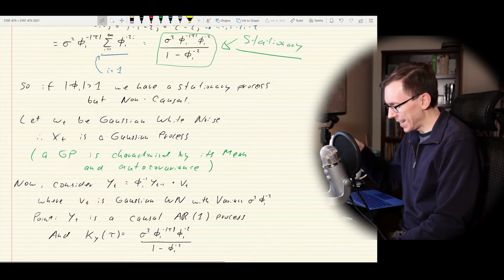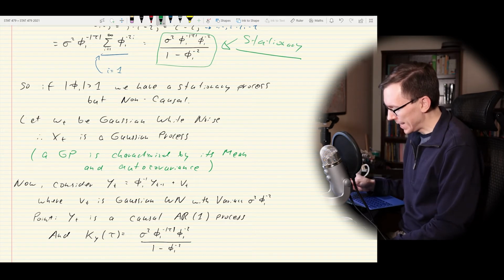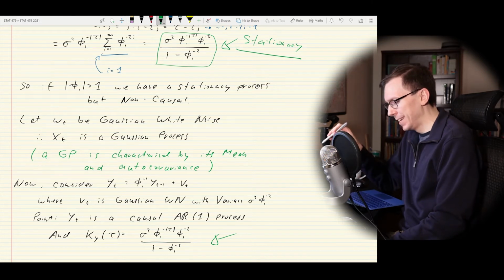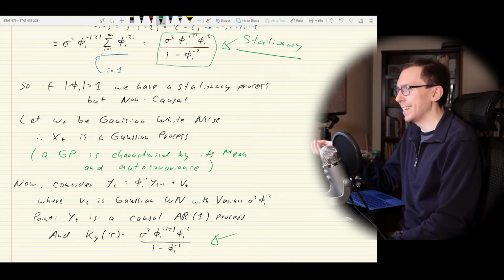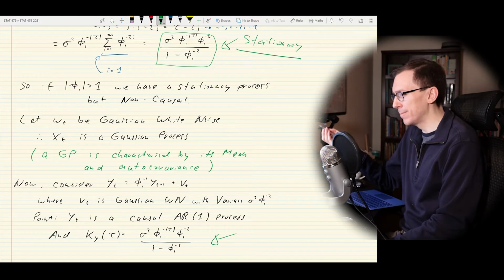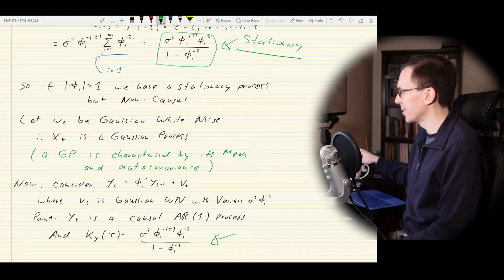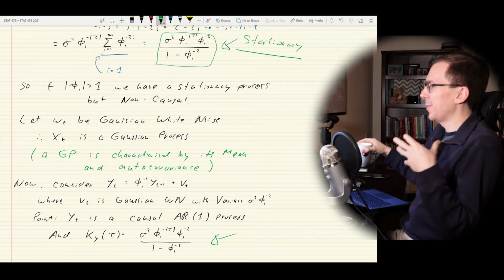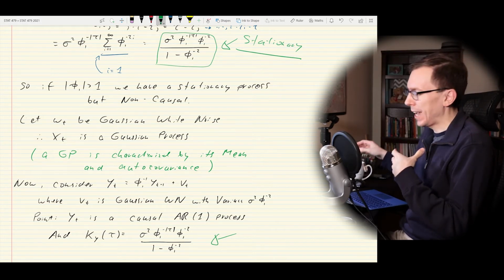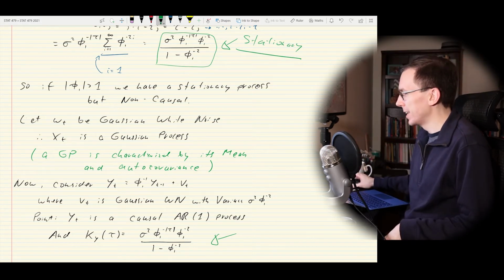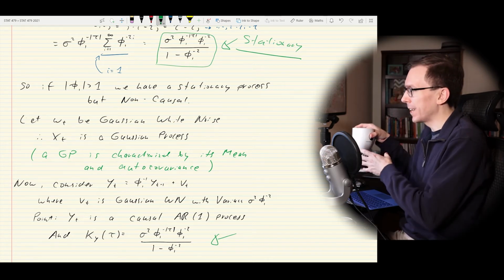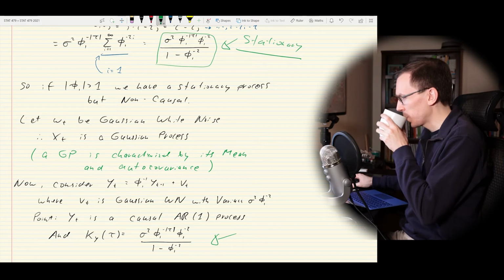So the point is that this process y is the same as this process x up at the top. If the white noise is Gaussian, they are stochastically equivalent, in the sense that they will have the same distribution for any finite collection of time points. And that would be a multivariate Gaussian distribution.